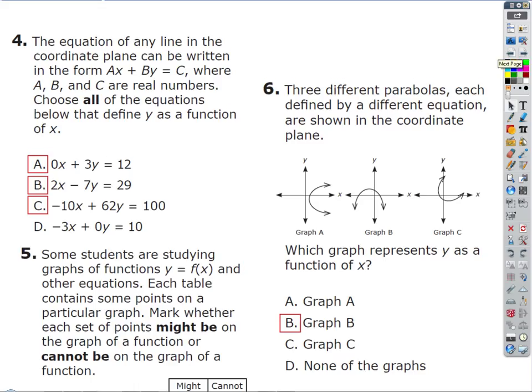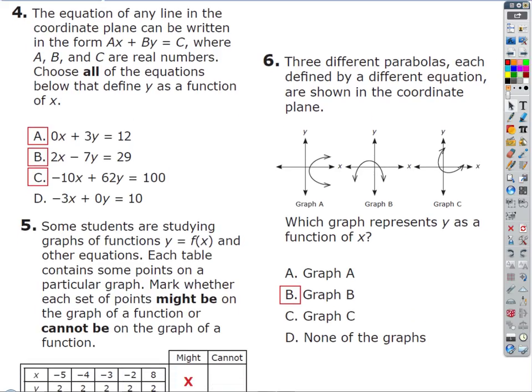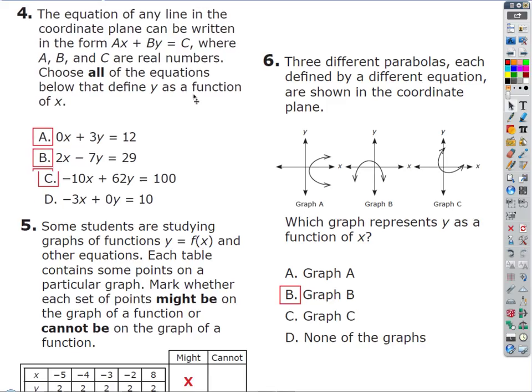Okay, let's take a really quick look at these. These aren't a big deal, really simple. We've talked about all this stuff. So these kinds of questions, here it wants to know: the equation of any line in the coordinate plane can be written in the form ax plus by equals c, right? So we've done that, the standard form for a line. A, b, and c are real numbers. Choose all of the equations below that define y as a function of x.